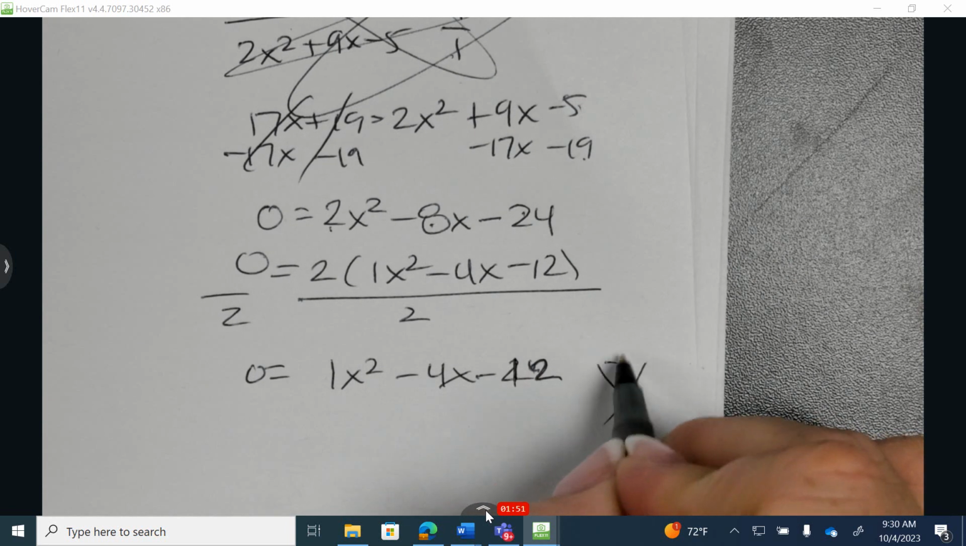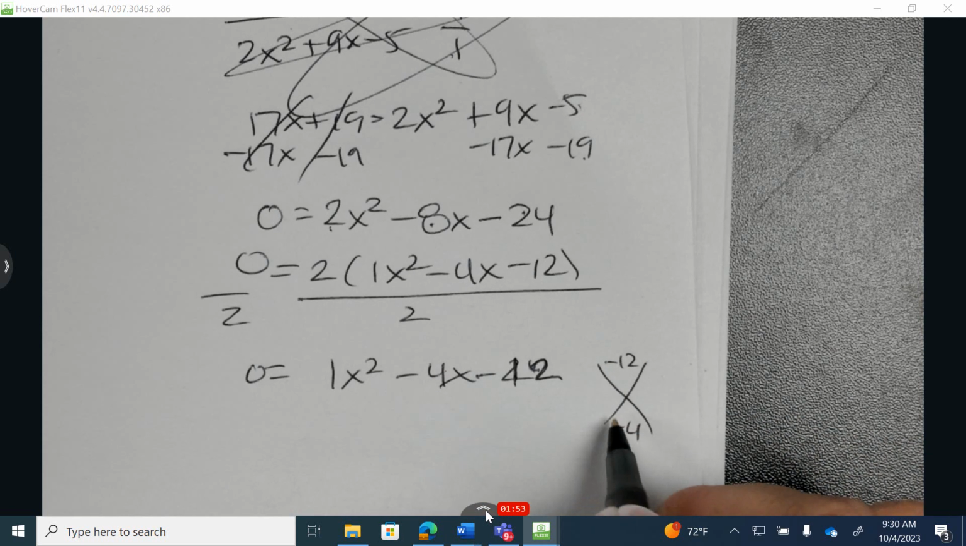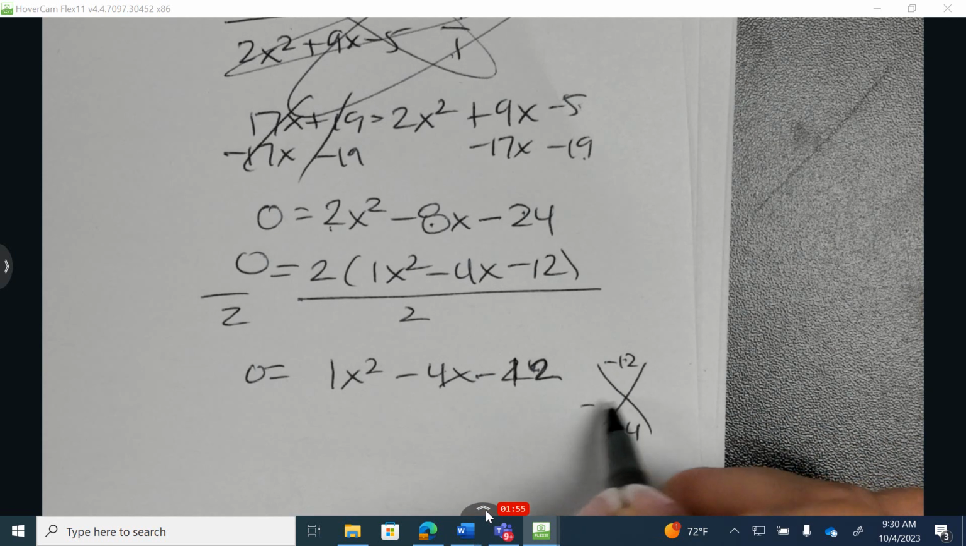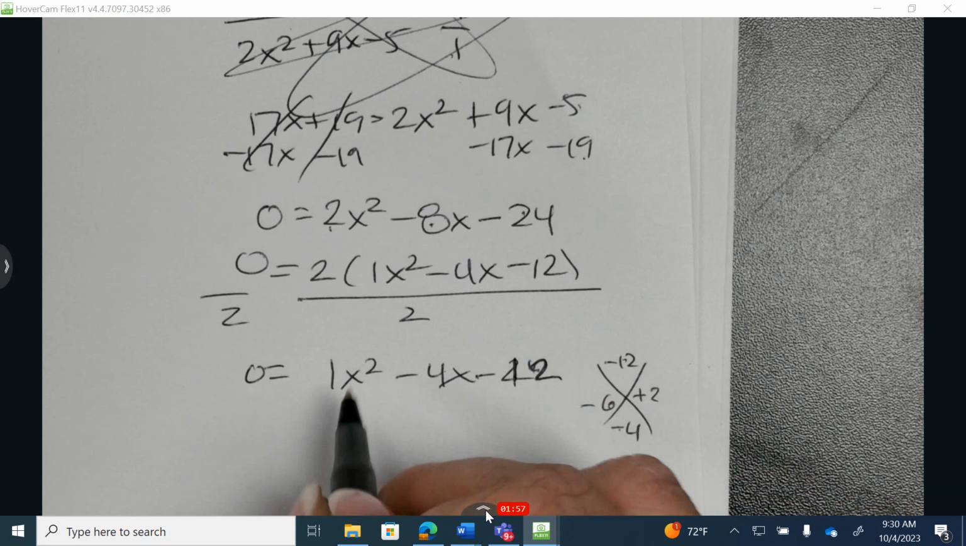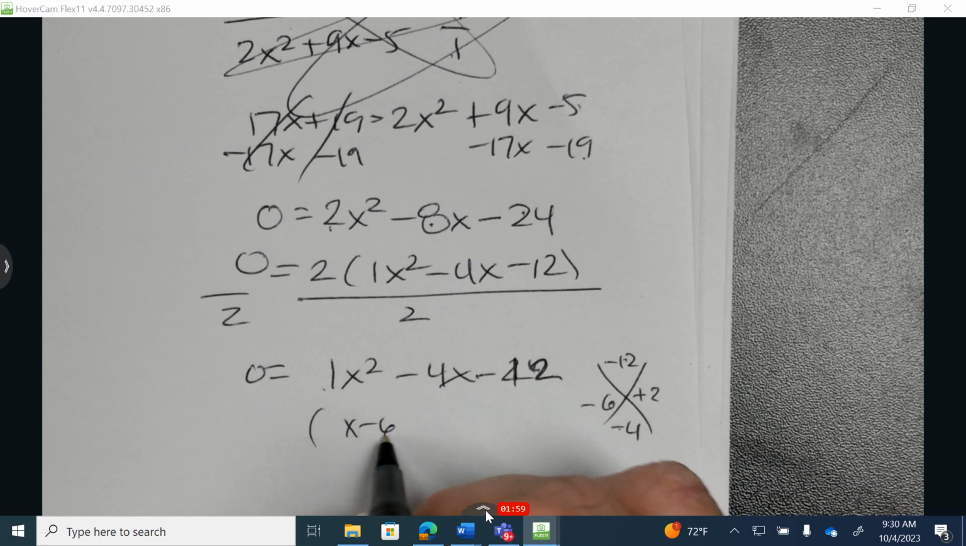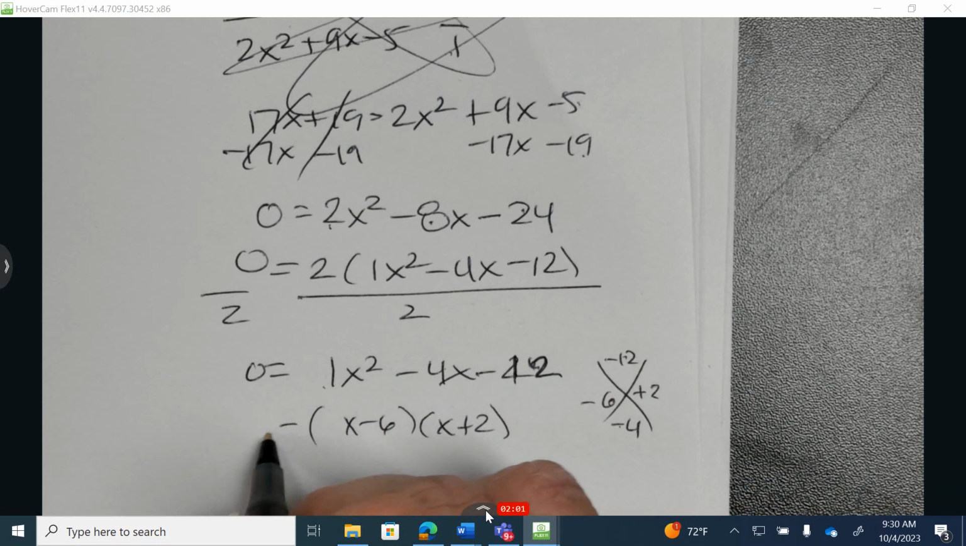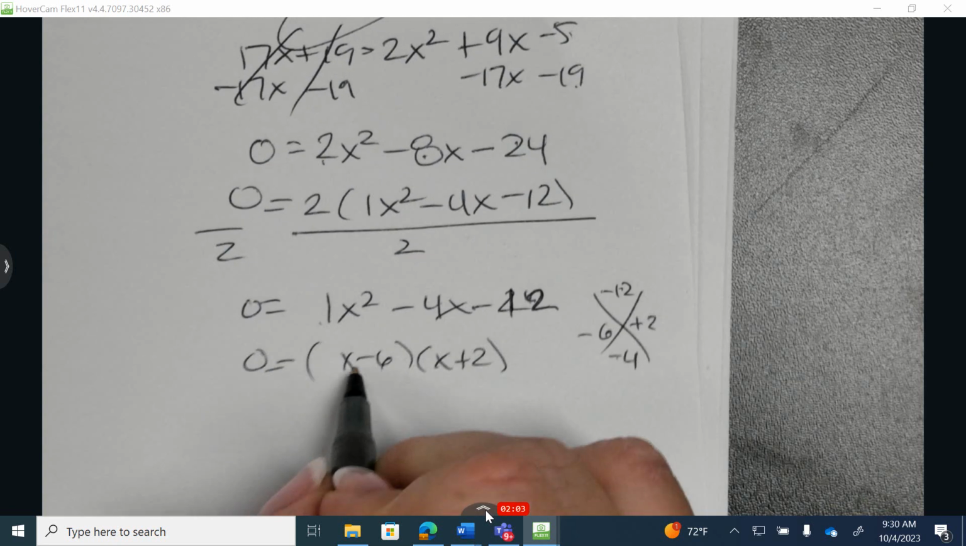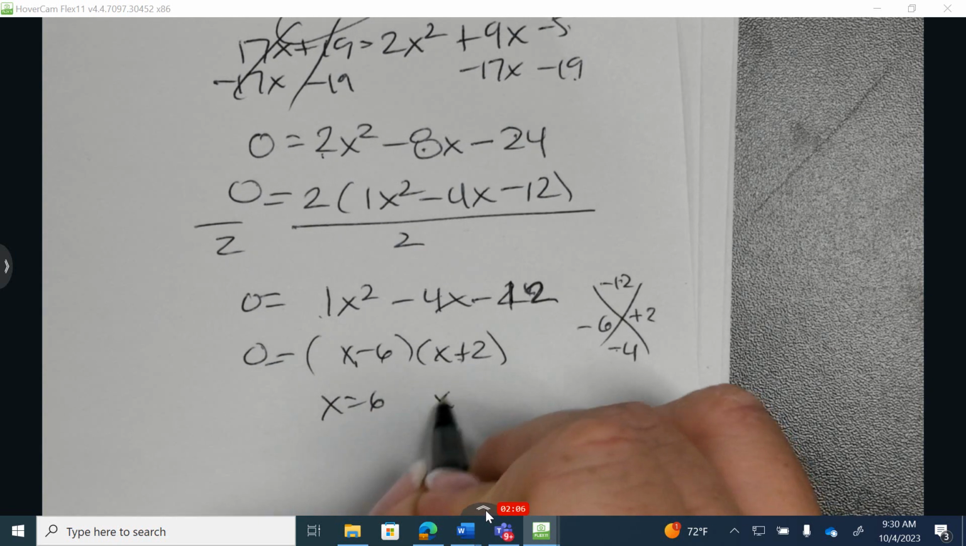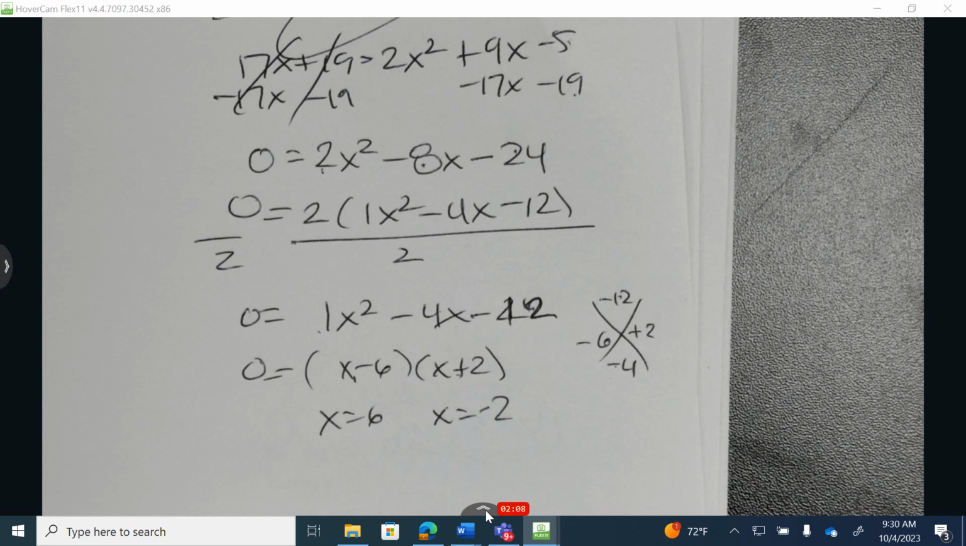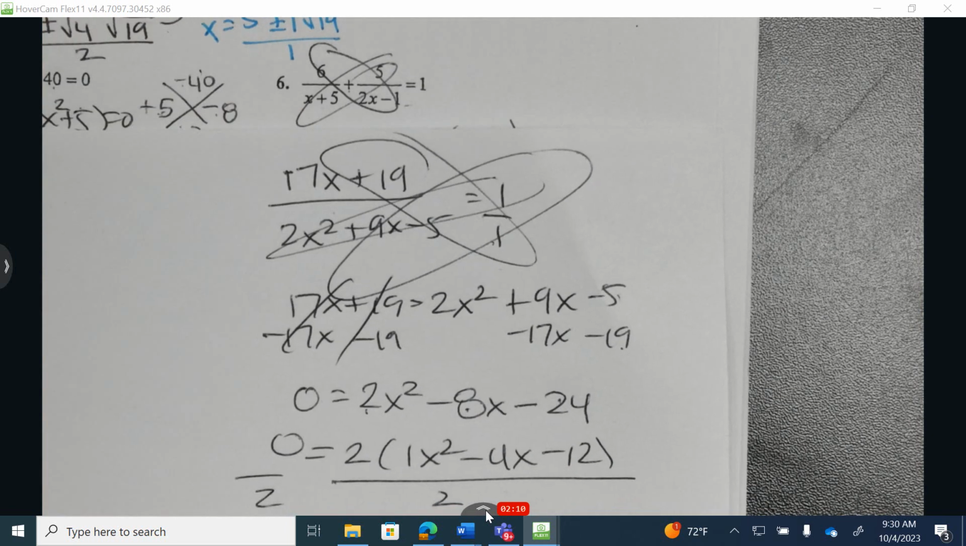What multiplies to equal negative 12 and combines to give us negative 4? Different signs, larger is negative. 6 and 2, because this is 1, it's one of the easy ones we can do. So when I set each of these equal to 0, I get 6 and I get negative 2. But be careful, because this original problem is a rational equation.